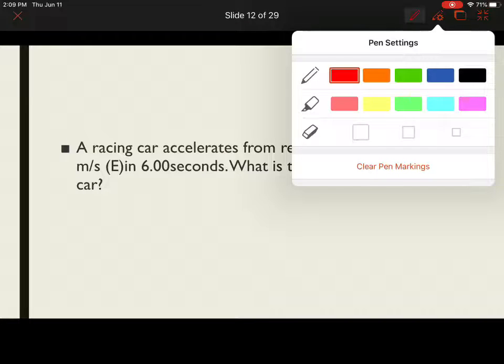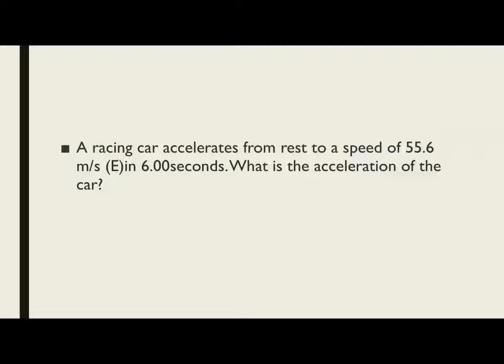So if I want to do another example of that, we have a racing car accelerating from rest to a speed of 55.6 meters per second east, so that is a positive direction, in 6 seconds. What is the acceleration of the car? Remember, acceleration being change in velocity, that means final velocity minus initial velocity divided by time. Here our final velocity is 55.6 meters per second because that's what it's speeding up to. Its initial velocity was 0 meters per second because it accelerates from rest.